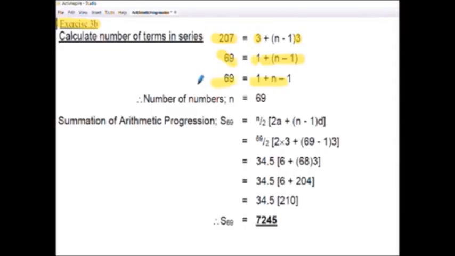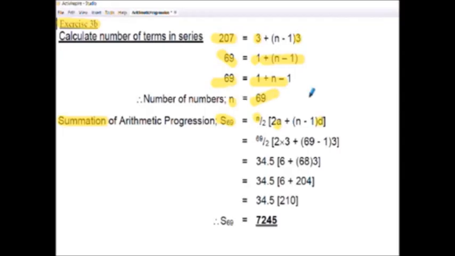I can see that n is clearly 69. The 1 take away 1 disappears, so n is 69. Now I can use my summation equation and I can summate all the terms, which I know now there's 69 of them. So my little n now will be 69 in this equation. My a we know is 3 and my d we know is 3. The rest of it is basic arithmetic.